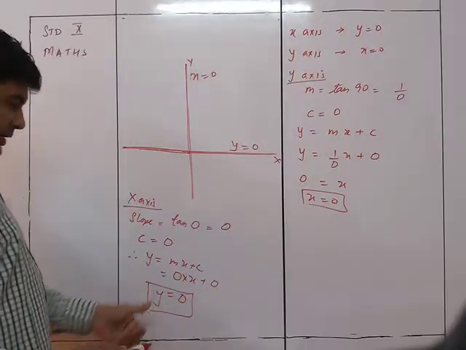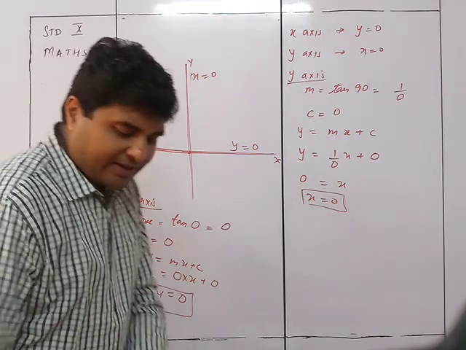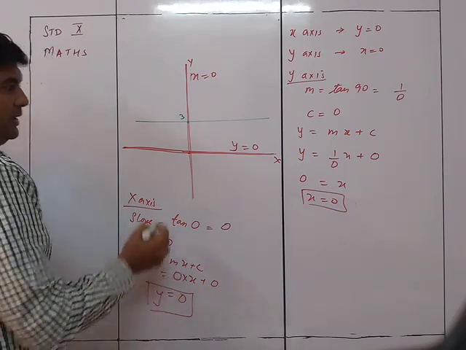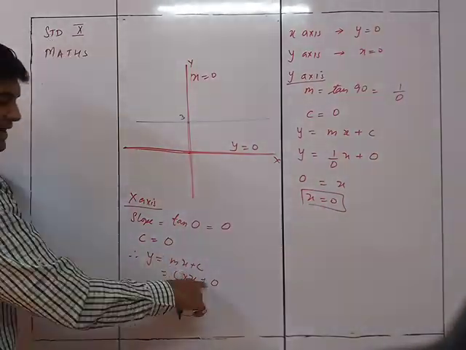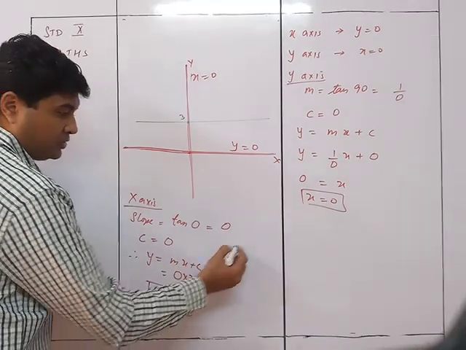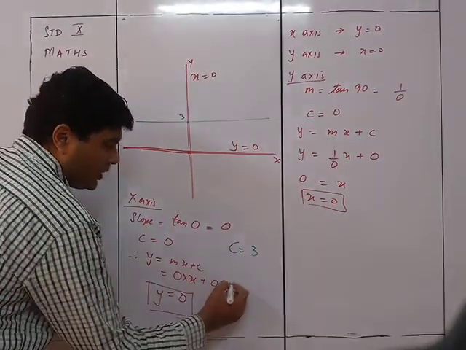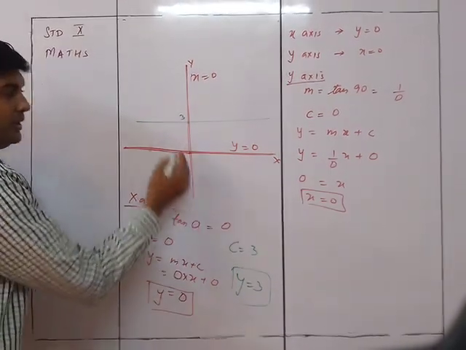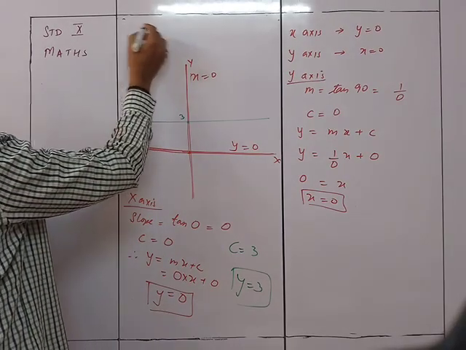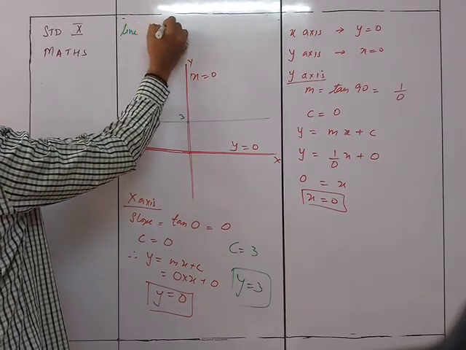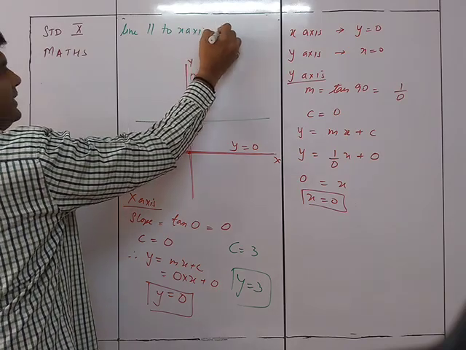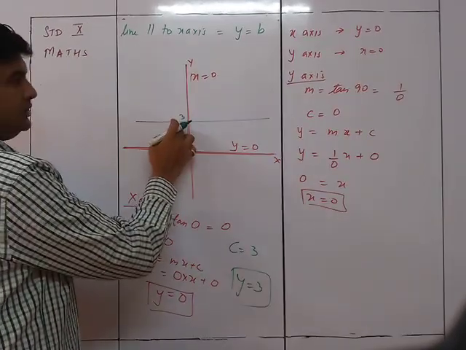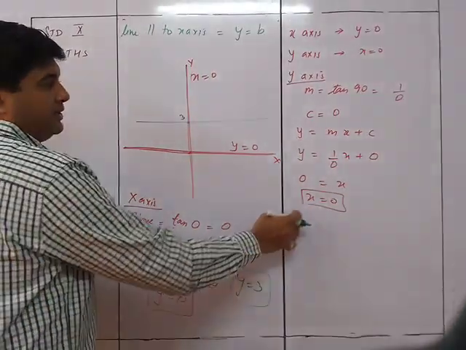Now in both these cases, suppose I tell you that this line is going to pass through point 3. That means the y-intercept becomes 3. So C is equal to 3, so the equation will be y is equal to 3. Why? Because x is already 0. So the line parallel to the x-axis is y is equal to b.